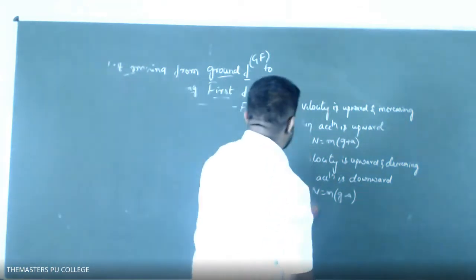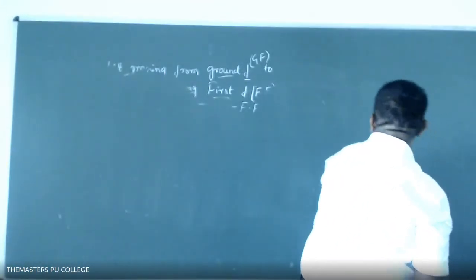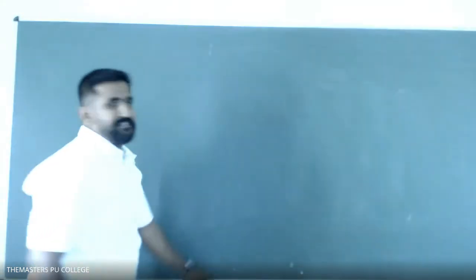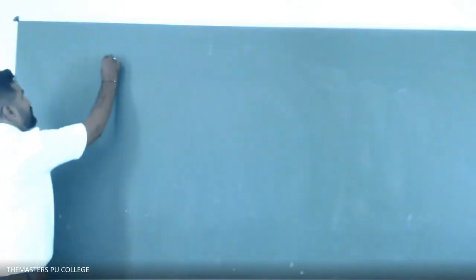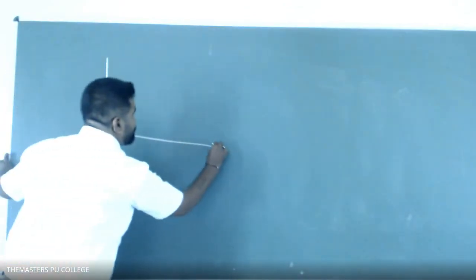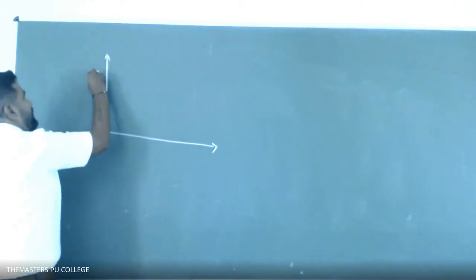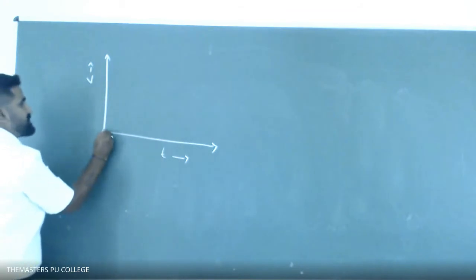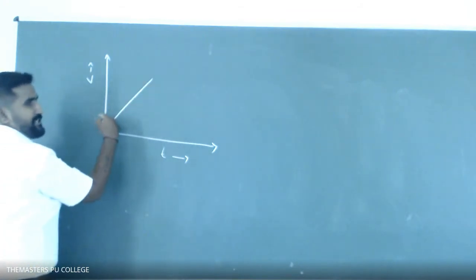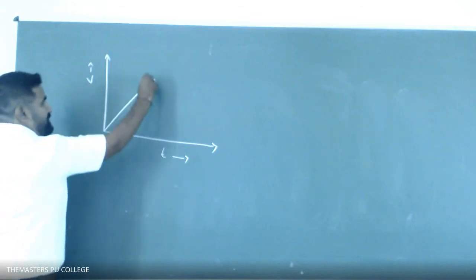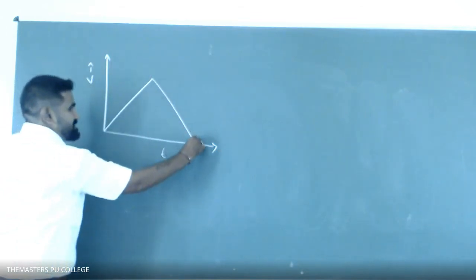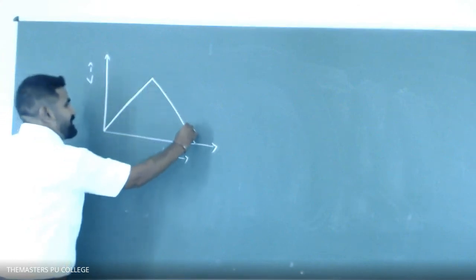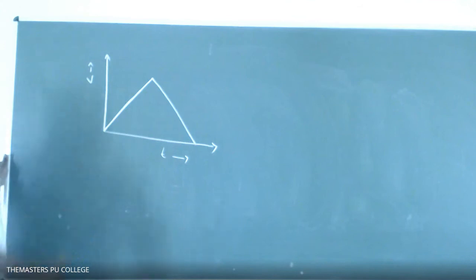99% of the concepts you are done. You can solve any kind of question related to it. Let me try to write a graph now. Which kind of graph do I have to write? I have to write a VT graph. Observe carefully. Initially velocity increases, then velocity decreases. This is the kind of graph I can get with the help of the previous example.